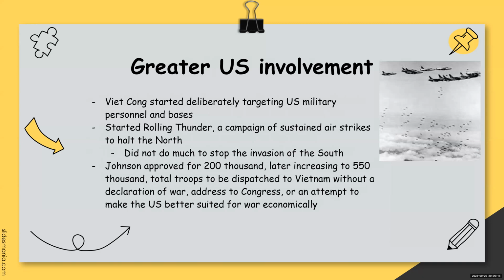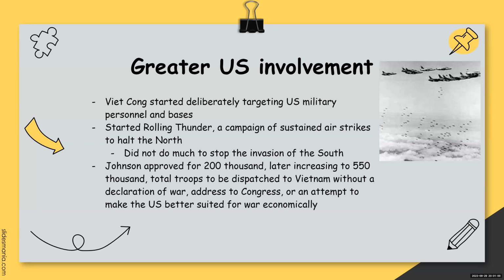All right, so greater U.S. involvement. It started when the Viet Cong started deliberately targeting U.S. military personnel and bases. So they launched a campaign called Rolling Thunder, which is they just bombed all of Vietnam, Cambodia, and Laos. Laos and Cambodia were bombed because that's where they believe the Ho Chi Minh Trail was. And even after dropping millions of bombs, it didn't really do much to stop the invasion from North Vietnam.